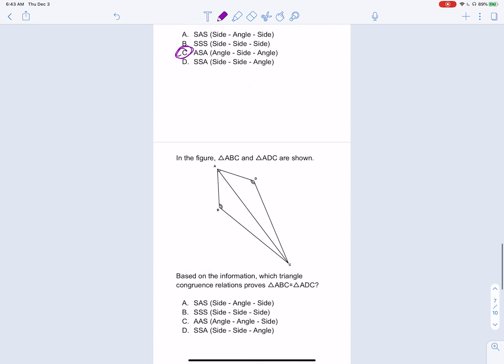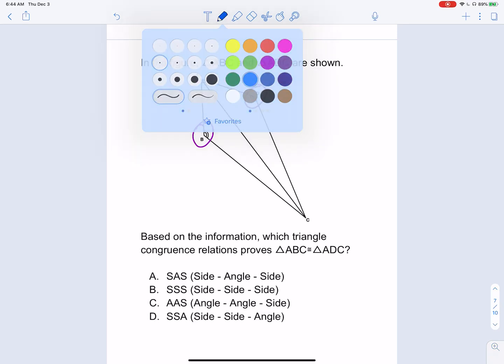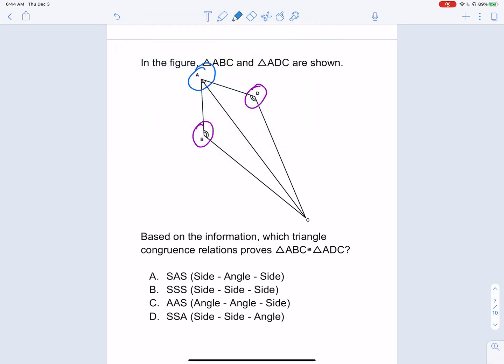Wow, that's a lot. Okay, so I'm gonna let y'all try this one. Go ahead and look at it, try it. Very good. You have two angles that are the same. Then you have two more angles that are the same. And what do we know about this line right here? It's the same. So you have angle, angle, side. You should have gotten C.